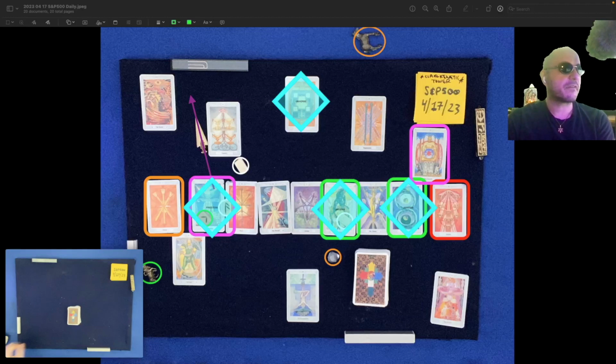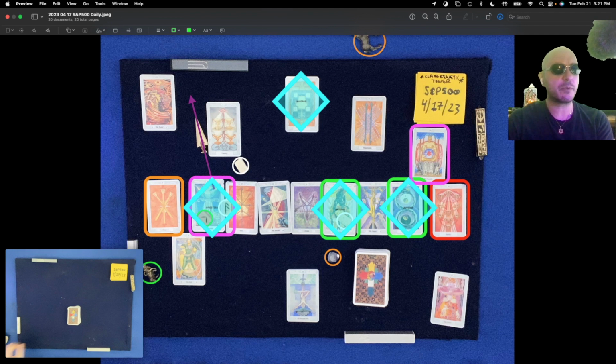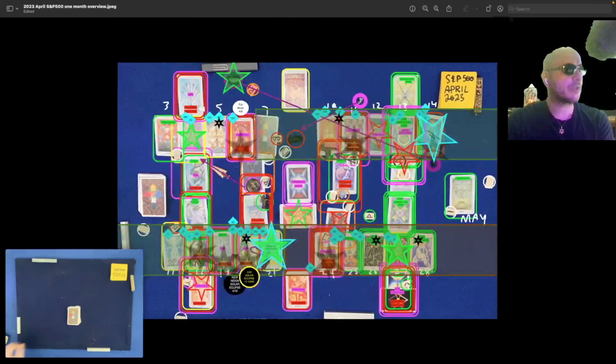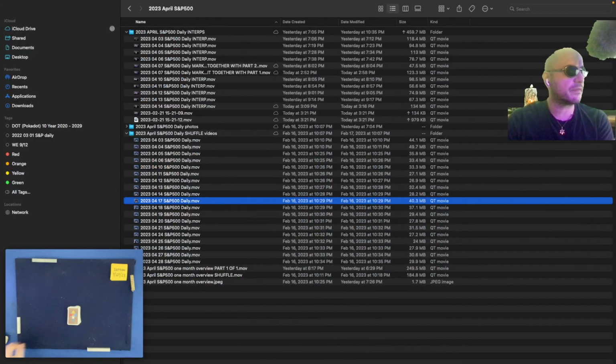This is the S&P 500 one-day reading for April 17th, 2023. It's currently February 21st, 2023, 3:21 p.m. Eastern Time. The shuffle file which we're about to play was created on February 16th, 2023 at 10:29 p.m. Eastern Time. That's this file right here.